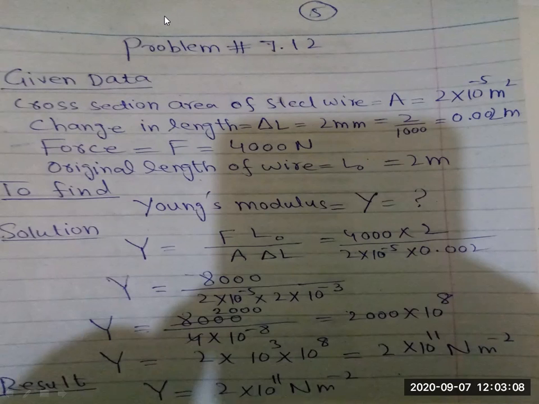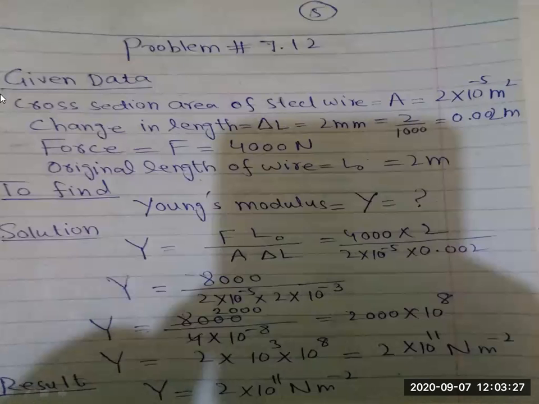I repeat this numerical for you. A steel wire of cross-sectional area 2 times 10 to the power minus 5 meter square is stretched by 2 millimeter by a force of 4000 Newton. Find the Young's modulus of the wire. The length of the wire is 2 meter.